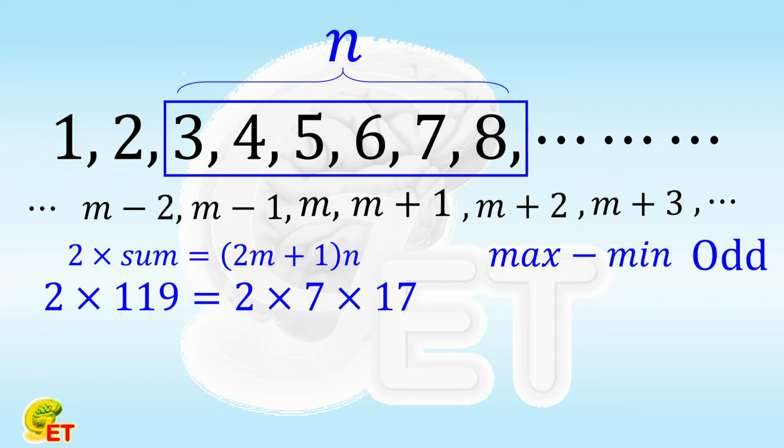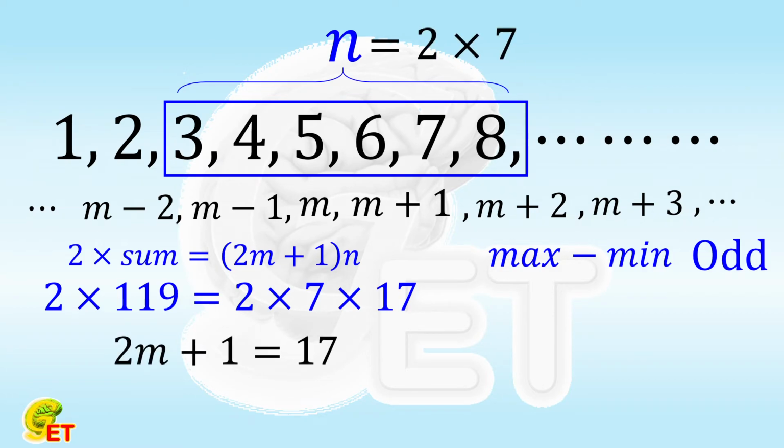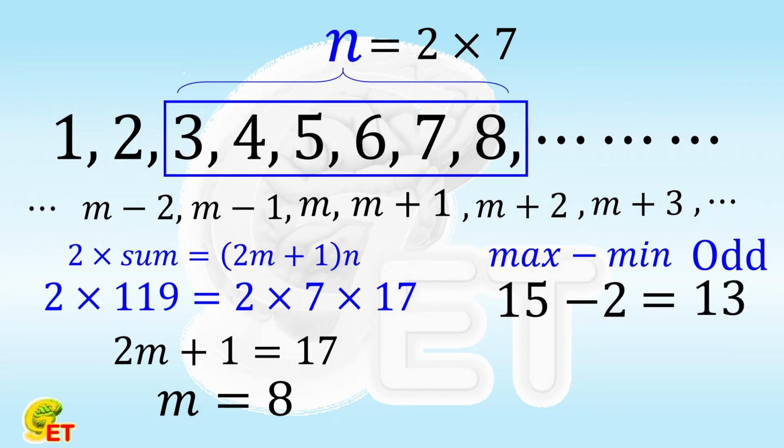Let's take a look at the first one, where n is equal to 2 times 7. Then twice m+1 equals 17, and m equals 8. The maximum value is the 7th number to the right of m, which is 15. The minimum value is the 7th number to the left of m+1, which is 2. The difference between them is 13, which is indeed a prime number. Great. So the sequence is from 2 to 15.